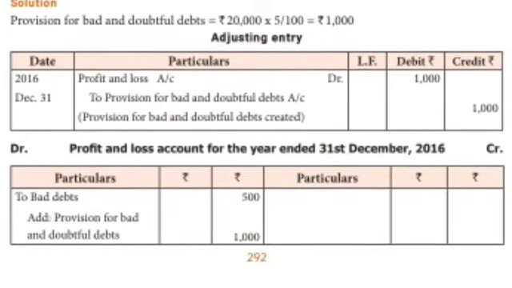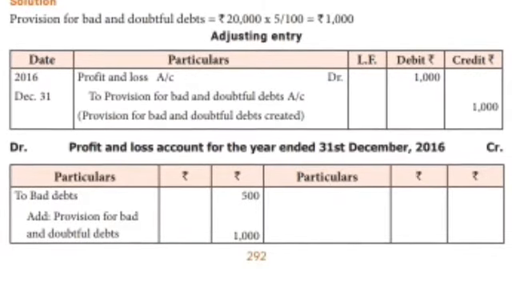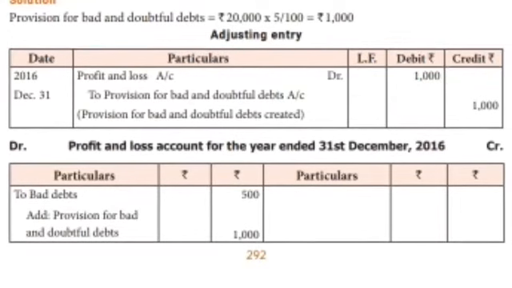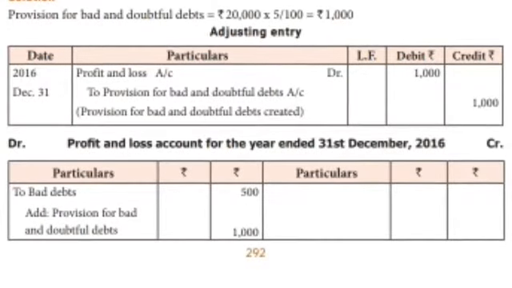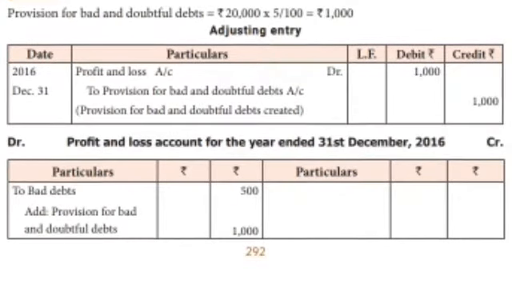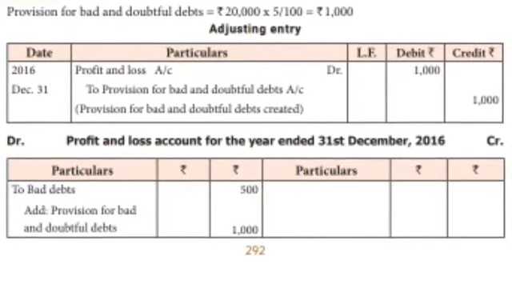How is it shown in the P&L account? No need to add anything, you just pass it to bad debts. In the trial balance we have bad debts 500, so bad debts 500, add provision for bad debts 1,000. Just apply it, no need to add.